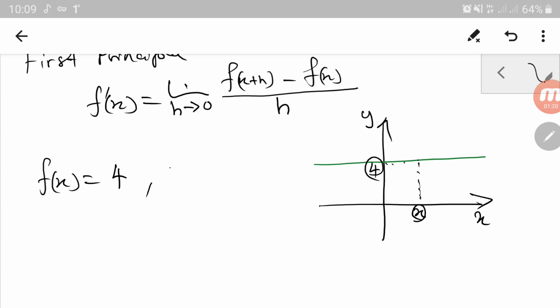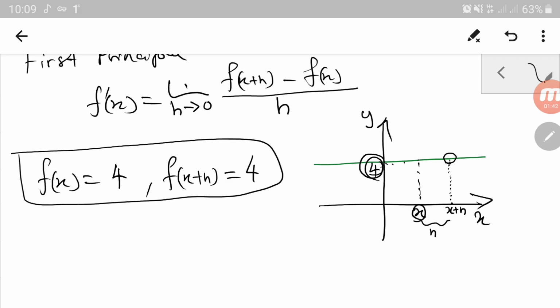Okay, let's get f(x plus h). Now x plus h means we add some more h, and then this is x plus h. Let's see what the y is. Since it's a constant function, we still have 4. So if we get these two already, we can apply the formula upstairs.